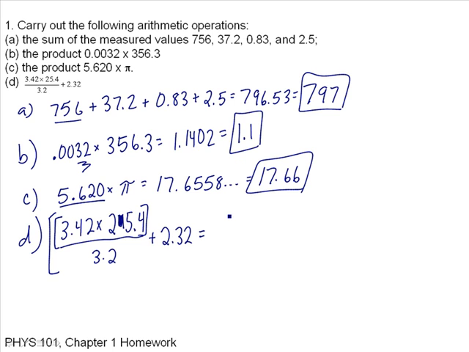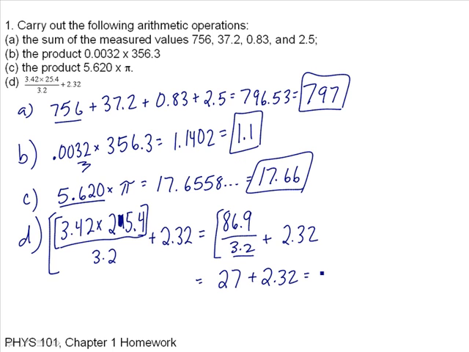So the first one gives me 86.9. When I do this multiplication, 3.42 times 25.4, the lowest number of sig figs is 3, so I keep 3 significant figures, divided by 3.2 plus 2.32. Now I do this operation, and I get 27, keeping the lowest number of sig figs, which is 3.2, only has 2, plus 2.32. And when I do that, I get 29.32, but I keep the lowest number of decimal places, so my answer is 29.